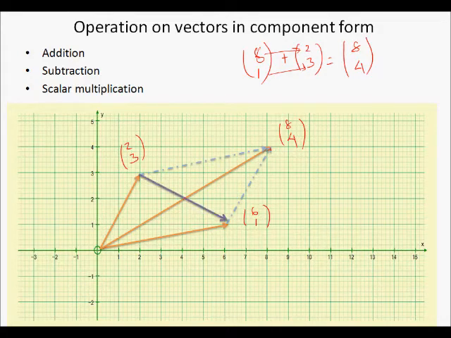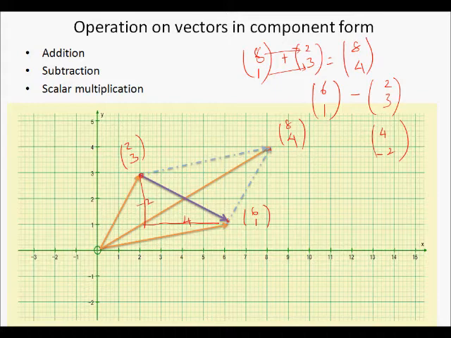The same for subtraction. So for subtraction, what do you do? (6, 1) minus (2, 3), so it should be (4, -2), and you can see that from here to here it is minus 2, and this is 4, so positive 4 and negative 2 for y, so (4, -2), as I explained just before this.